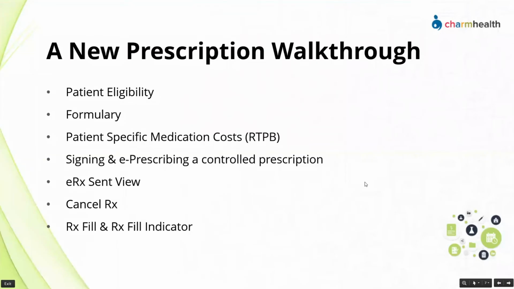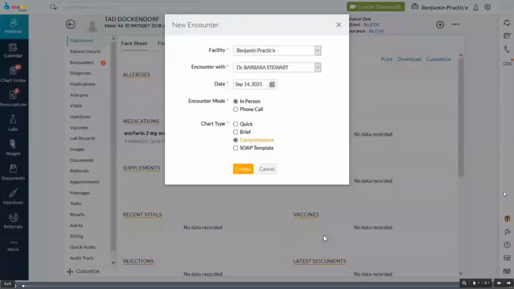So we have the new prescription walkthrough. We'll go over patient eligibility, formulary, patient-specific medication costs, signing an e-prescribing, a controlled prescription, the eRx sent view, canceling prescriptions, and filling the Rx fill and the fill indicator. So I'm just going to play this video.